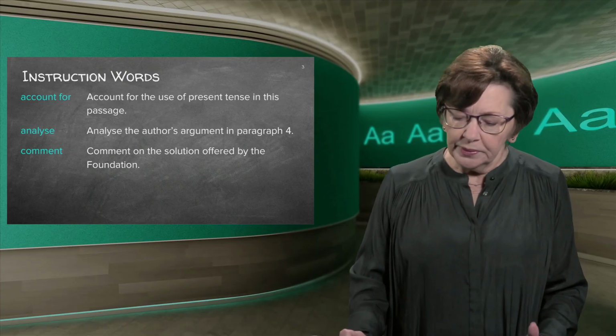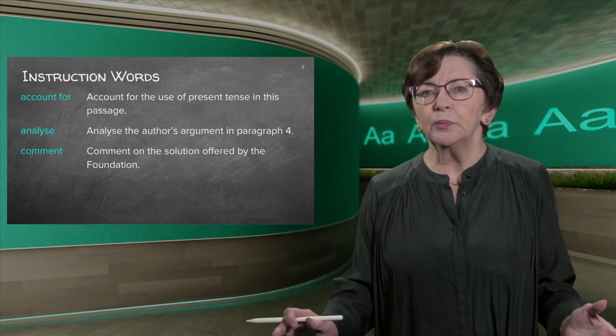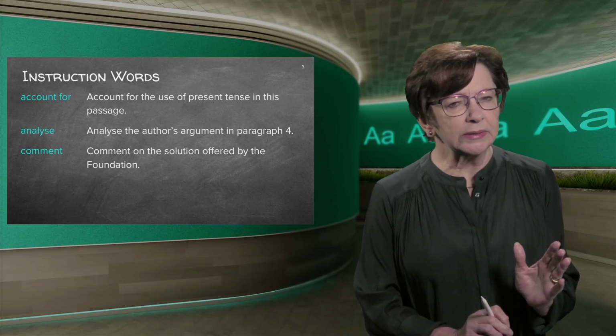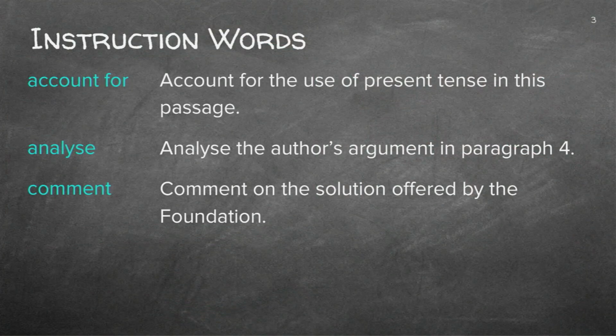Right, so an example, account for the use of the present tense in this passage. Why did the person choose to use present tense in a certain text? For what reason? Think about it. Analyze the author's argument. Remember, we said take it apart and give us a nice description of it. So the argument in paragraph 4 is perhaps on this aspect of the big problem, and you take it apart and you give us a substantial detail on it.